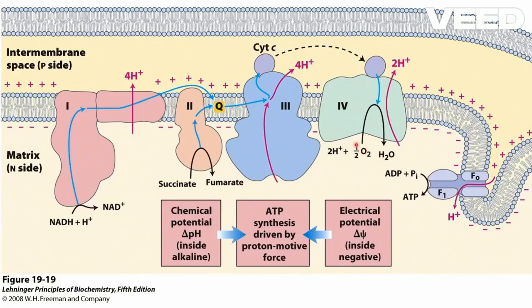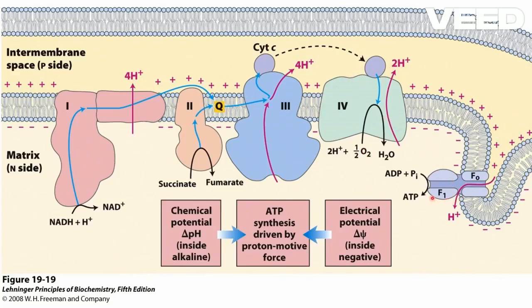What complex 4 does is use this energy to transform 2 protons and oxygen into water. And while doing this, it also pumps 2 protons to the intermembrane space from the matrix. So we see that 10 protons have been pumped in one cycle of electron transfer. These protons play a very important role in ATP synthesis.